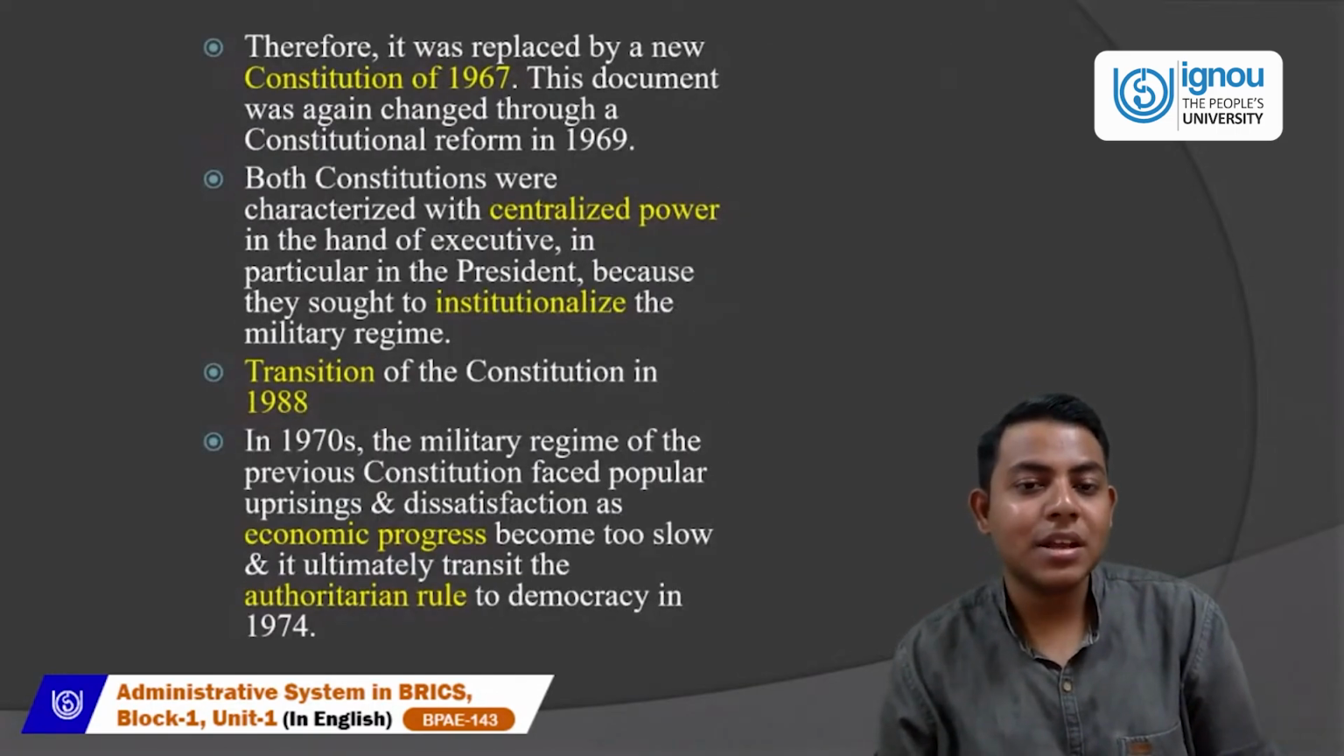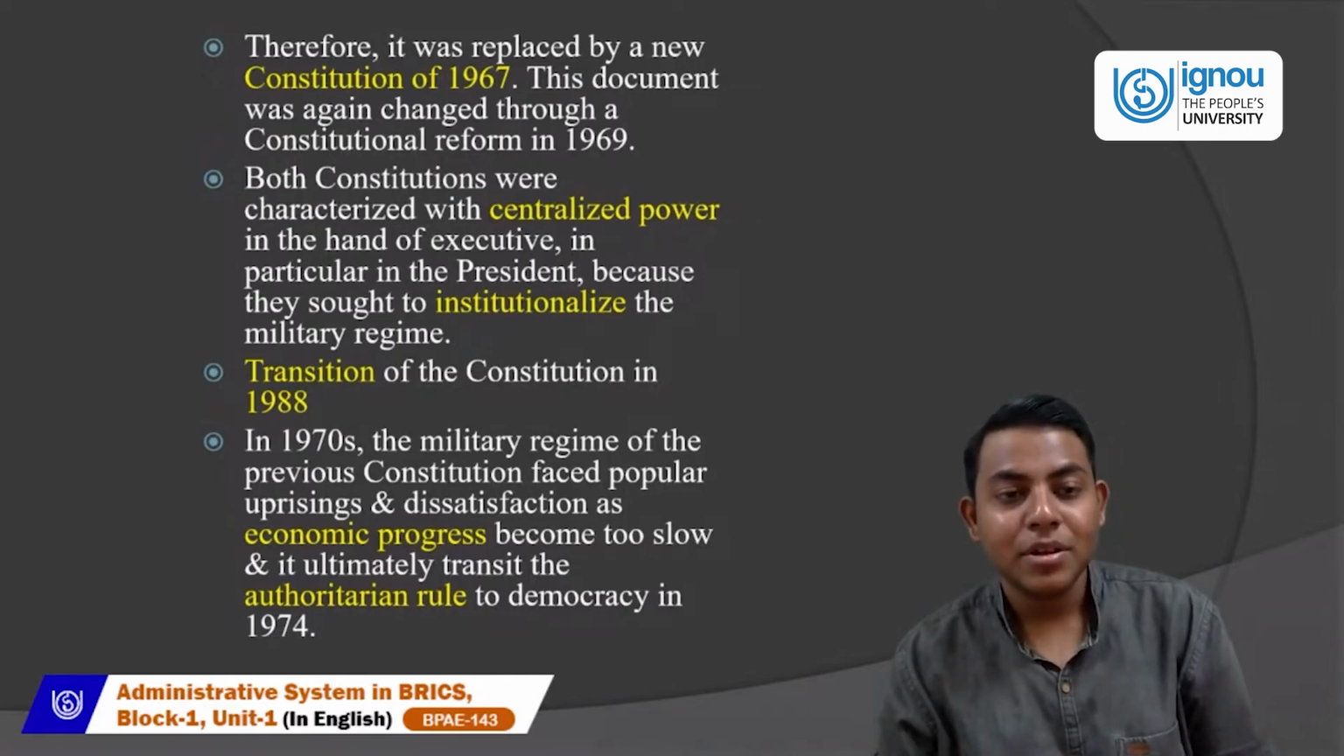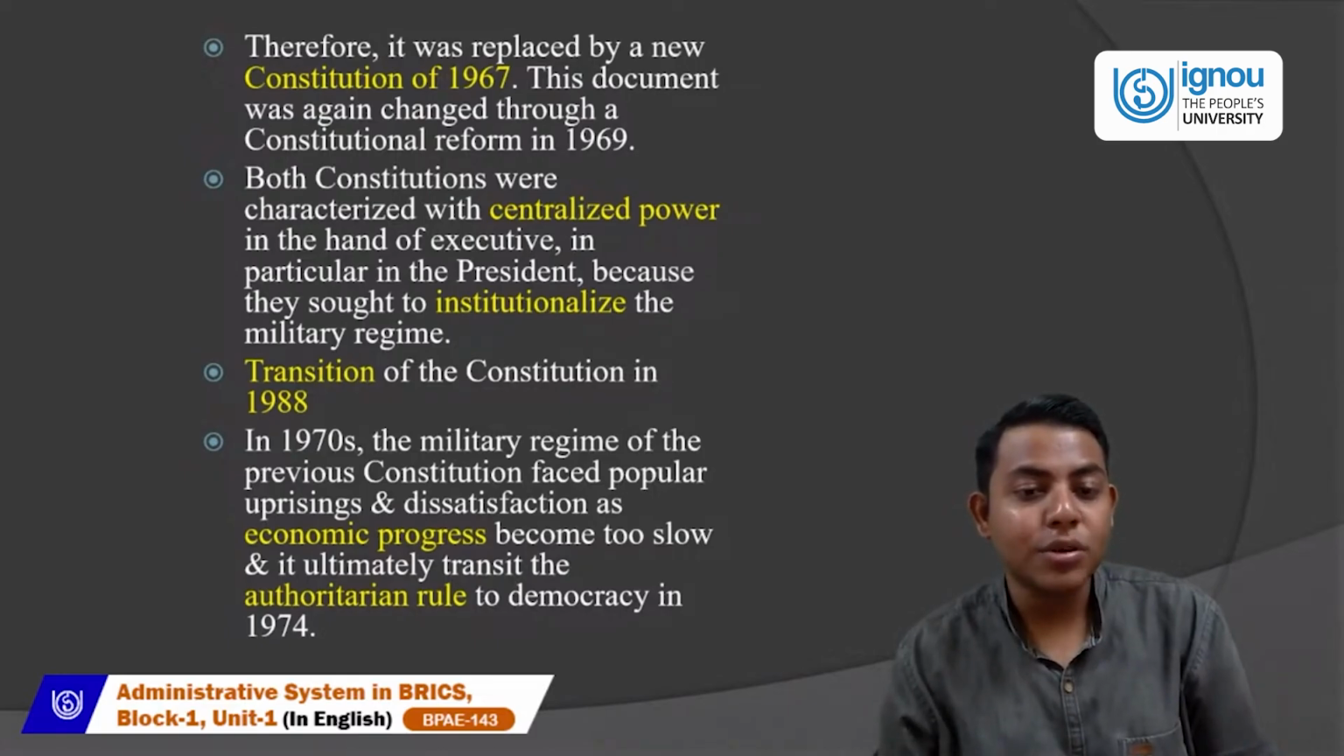So therefore, this 1946 constitution was replaced by a new constitution in 1967, and this constitution was again changed through a constitutional reform in 1969. Both these constitutions were characterized by centralized power in the hands of the executive, in particular the president, because they sought to institutionalize the military regime. So let us now discuss the transition to the constitution of 1988.